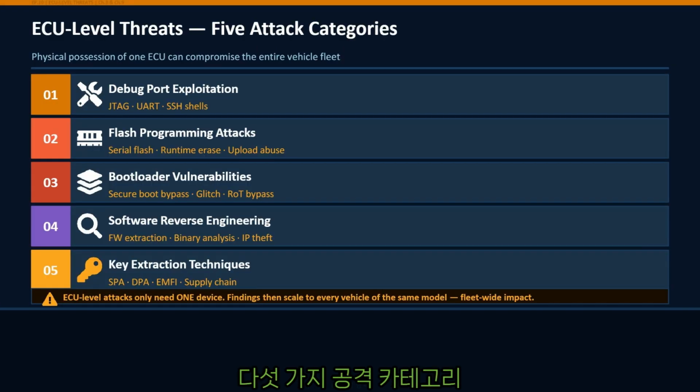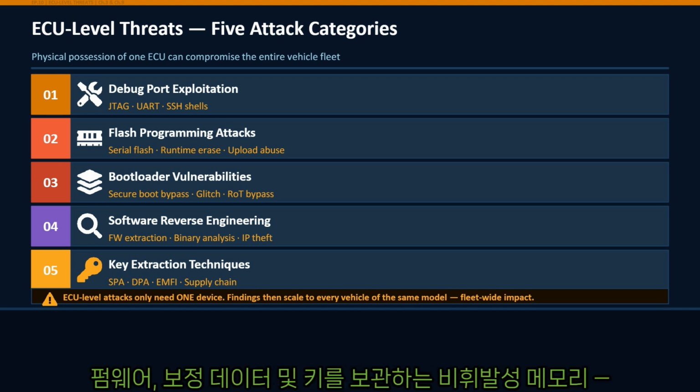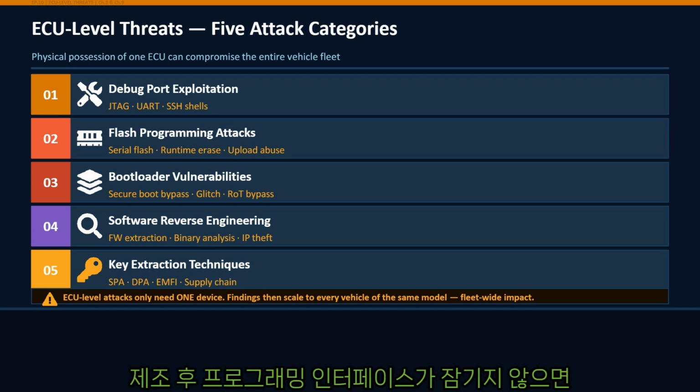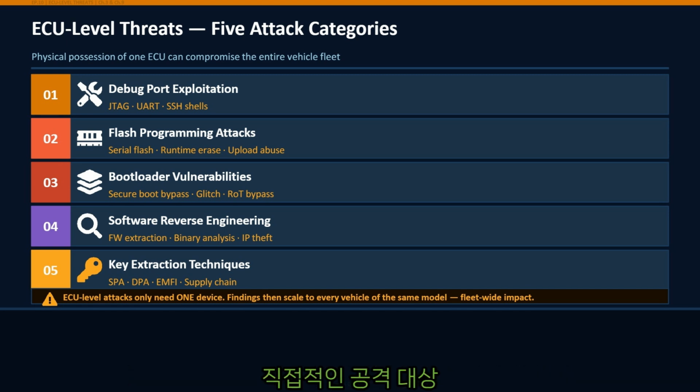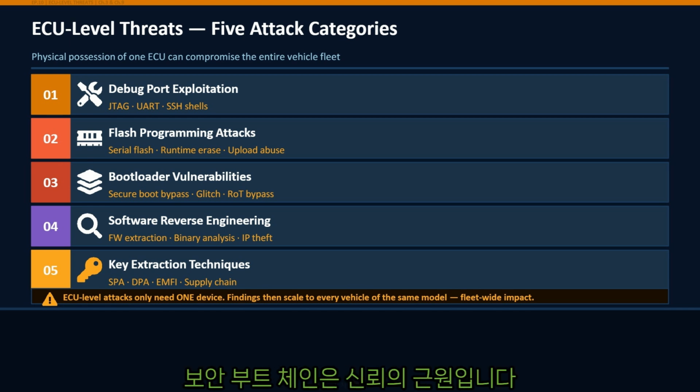Let's go. 5 attack categories. 1: debug ports. JTAG, UART, SSH. Development tools left open in production. Trivially exploitable. 2: flash programming attacks. The non-volatile memory holding firmware, calibration data, and keys is a direct target when the programming interface is not locked after manufacturing. 3: bootloader vulnerabilities. The secure boot chain is the root of trust. Break any single link and unverified code runs.